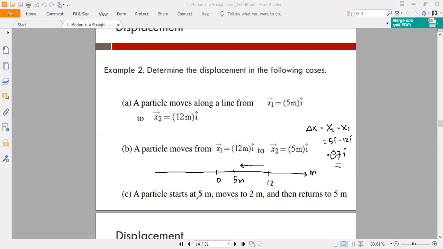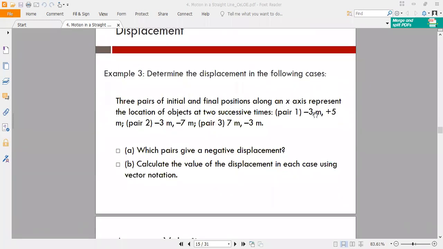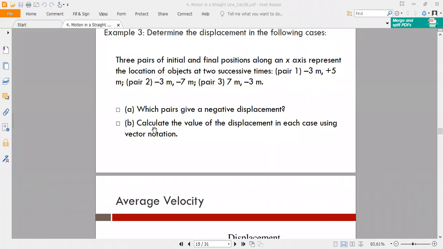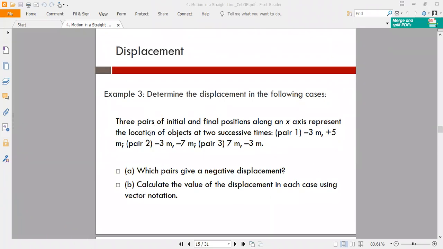Okay, this is also, I think it's easy. So start at 5, move to 2, so like this, and return to 5. So because it returns to the same initial position, the displacement is 0. Okay, I think it's quite easy. Okay, so this is the third example. I think you need to exercise yourself. So please solve this problem, yeah.